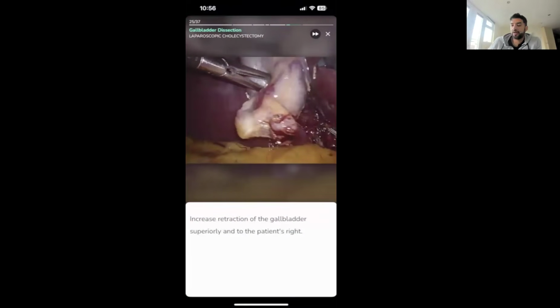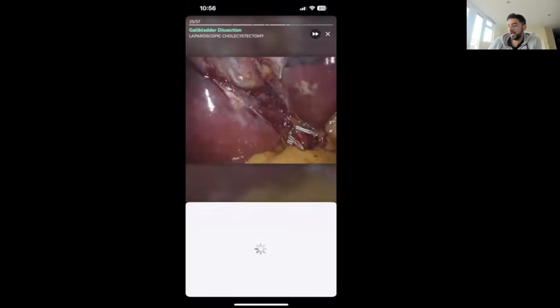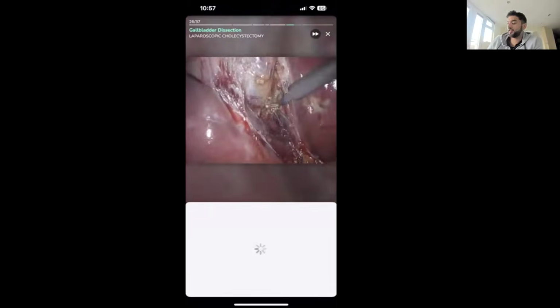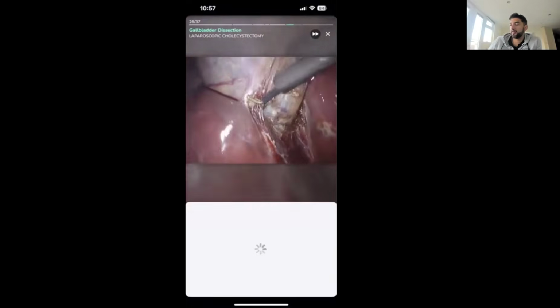Now we have the gallbladder separated out from everything. But then we need to cut it from the other side. Remember, the gallbladder is attached to things around it the whole way around. So all they're now doing is cutting away the other sides of it.